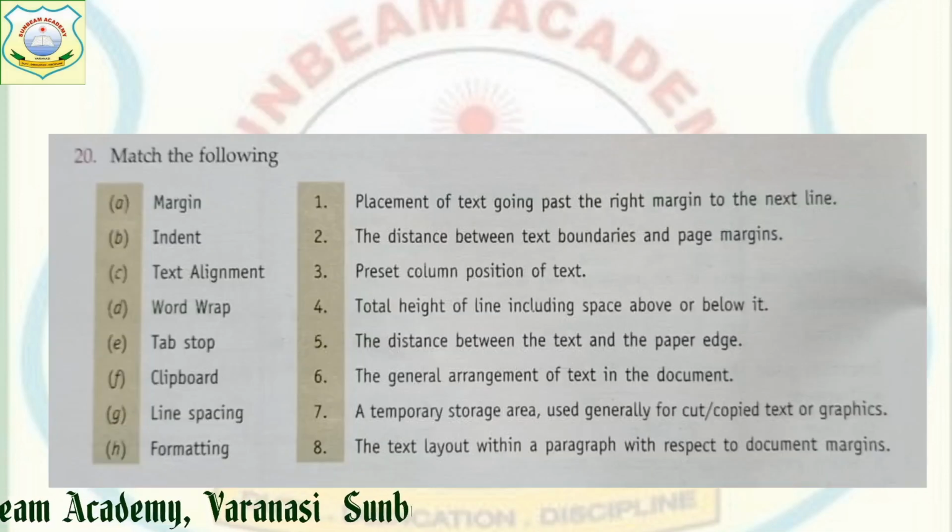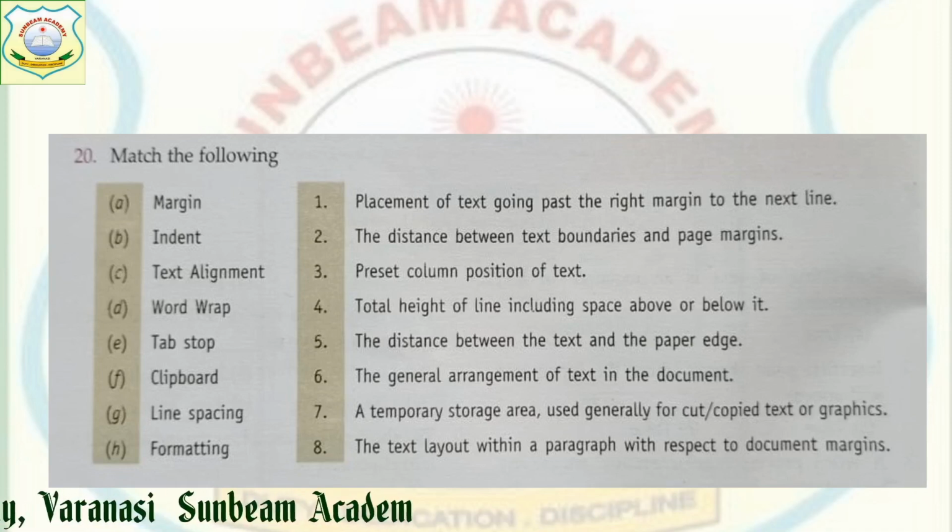Next, we are moving towards match the following. In this, the first one given is margin. As I told you, margin is the distance between the text and the paper edge. I told you left, top, bottom and right margins, which is a gap between the paper edge and the text written. So margin, its answer is the fifth one, the distance between the text and the paper edge.